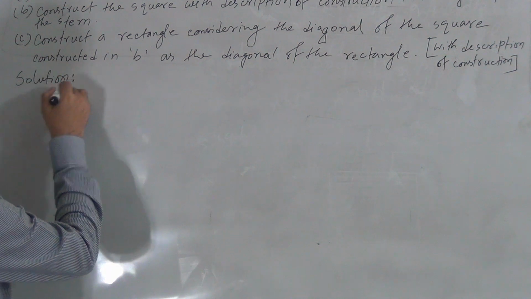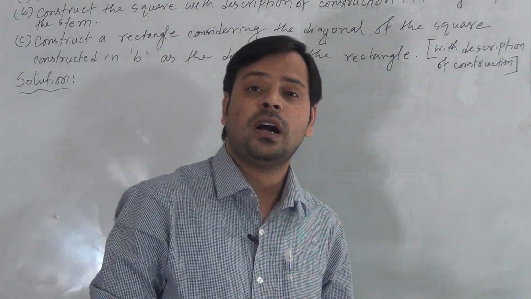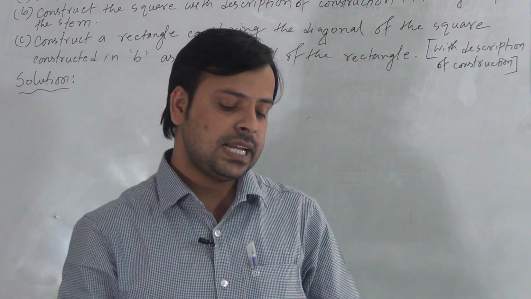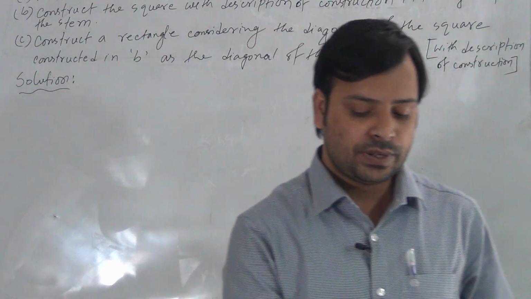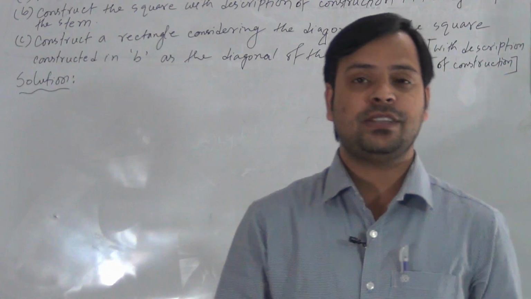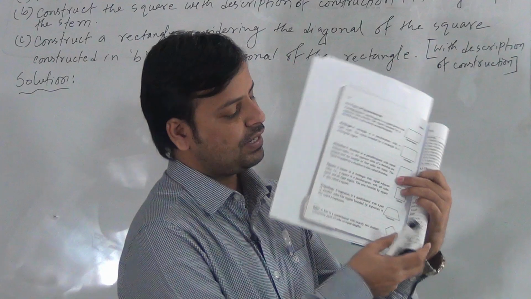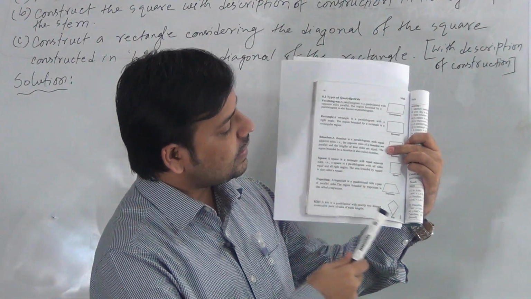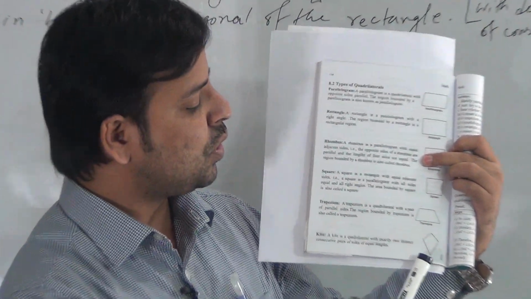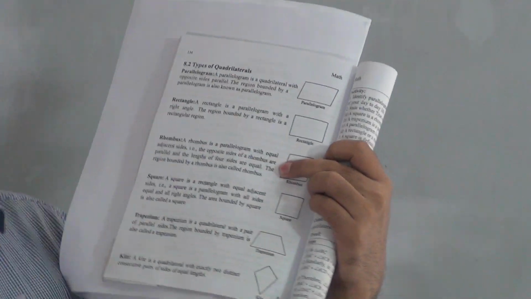Dear students, question A I will not solve in this class, just I will tell you how you can solve it. Question A is definition of kite with figure. So you can open your book at page 134. Here is the definition of kite at the last of the page, and here is the figure of kite. So you will draw the figure and you will write this definition from your book. This is the solution of question A.